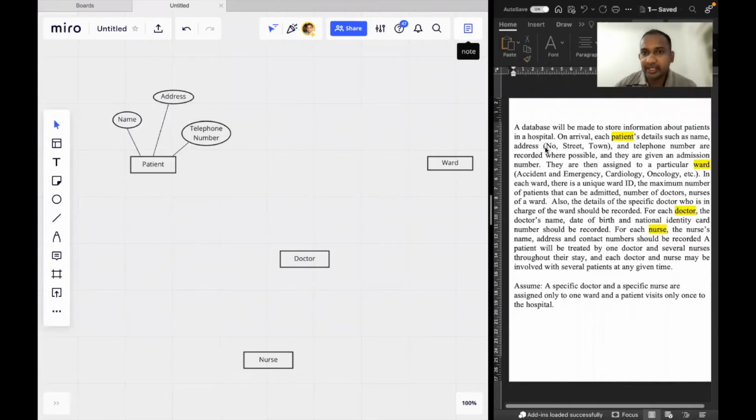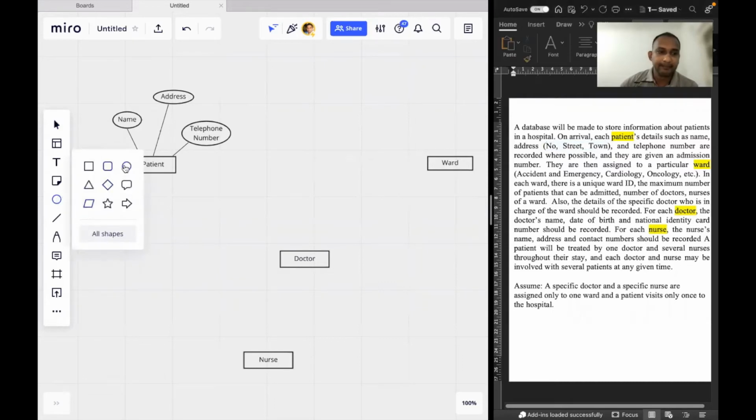So here you can identify the address consists of 3 parts. That means number, street, and town. In such a situation, we call this address a special attribute. That means there is a name for that one. We call this a composite attribute. Okay, that means this address consists of 3 parts. Therefore, you need to separately draw another 3 circles indicating number, street, and town.